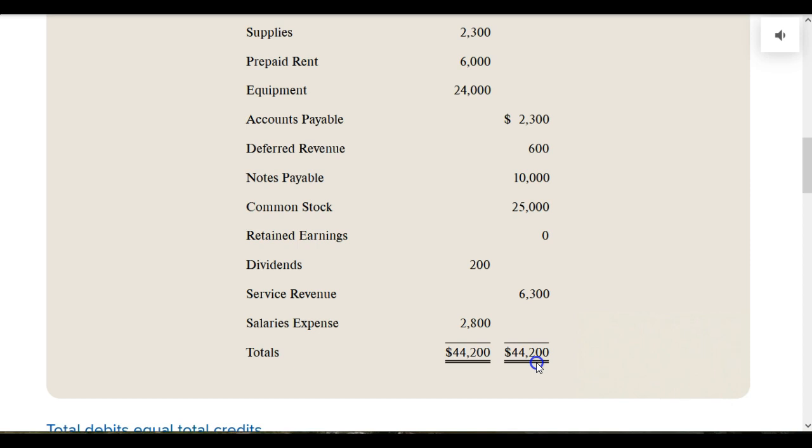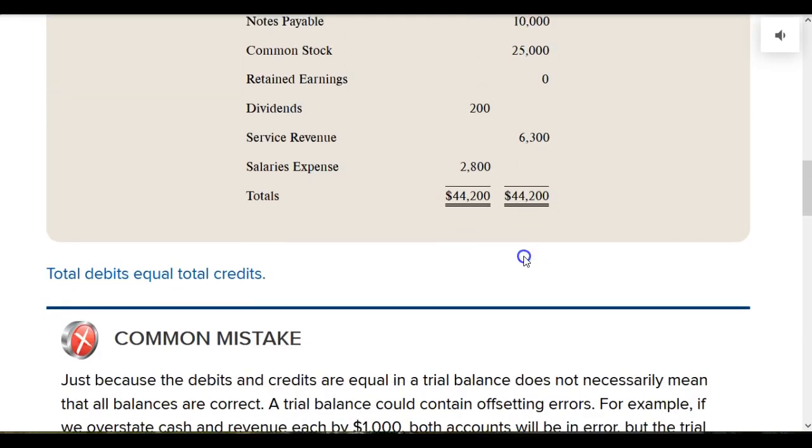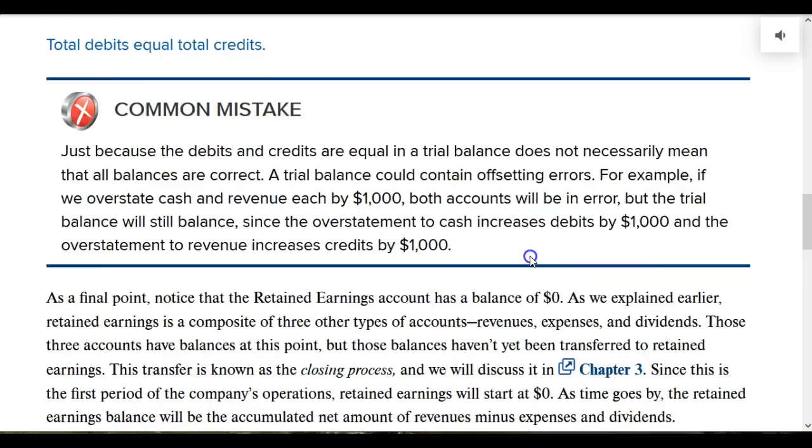Remember, this is not a balance sheet. This is a trial balance just to make sure your debits equal your credits. So this 44.2 is not total assets. And this is not total liabilities to stockholders' equity. That's not what this is showing. This is showing that our total debits equal our total credits.